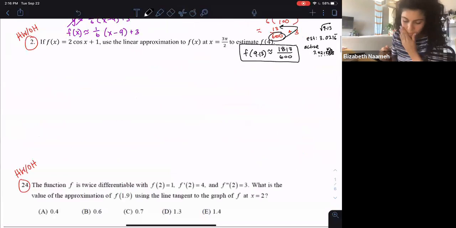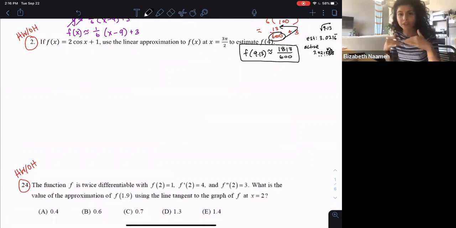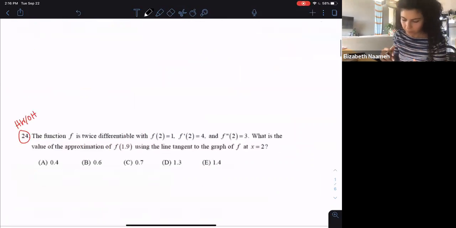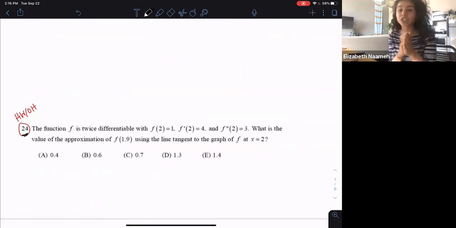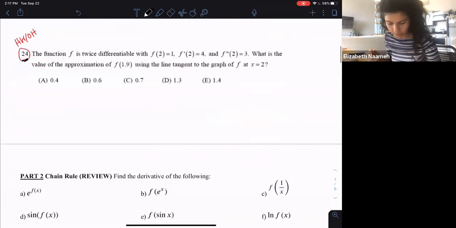Number 2 will be on your homework. Come to office hours if you want to see it done. And then 24 here is actually a released AP question, so we will do that also in office hours. It's also on your homework. Come at 3:50 if you can.